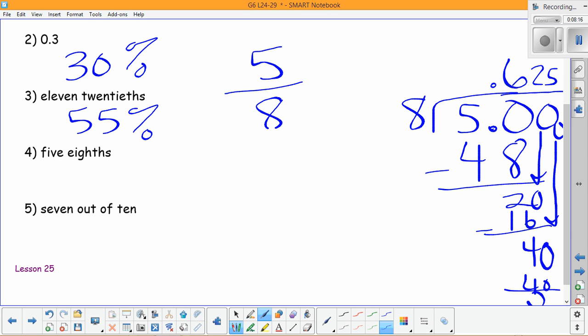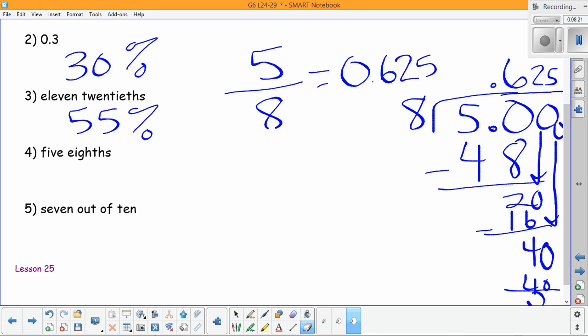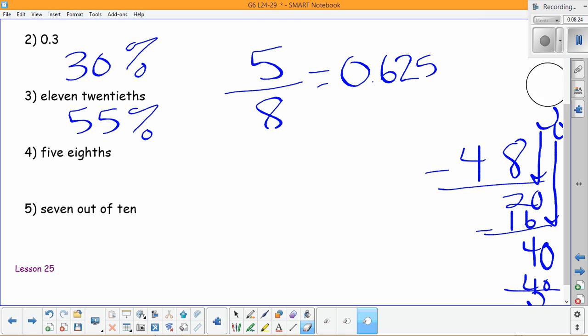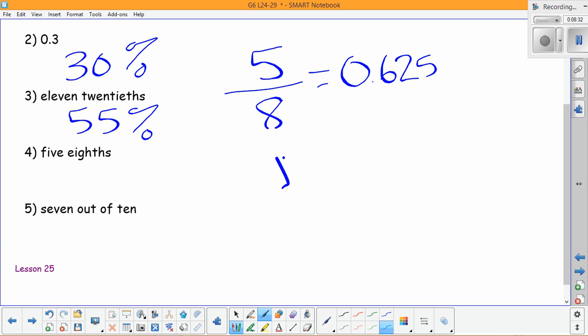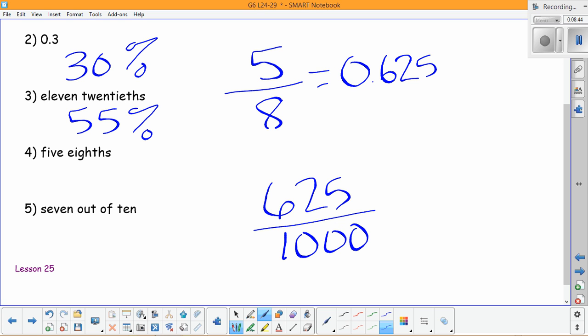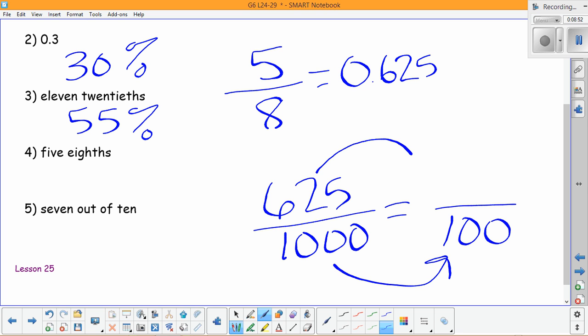So I know that 5 divided by 8, or 5/8, is equal to 0.625, or 625 thousandths. Problem is, I want it to be 100ths. So to get from thousandths to 100ths, I can divide by 10. So dividing this by 10, I will get 62.5.